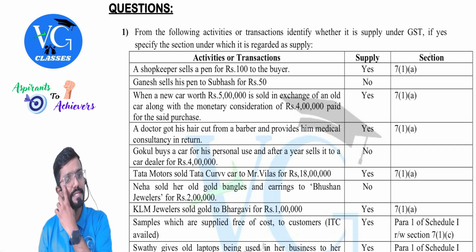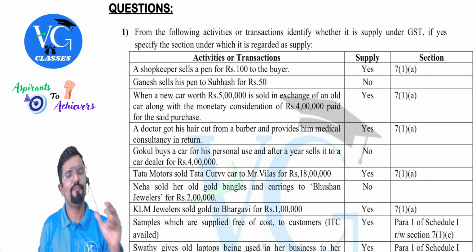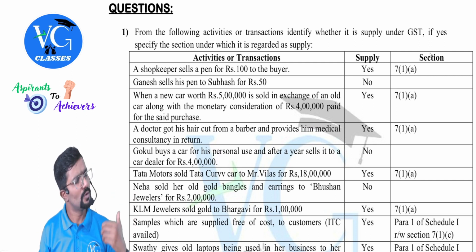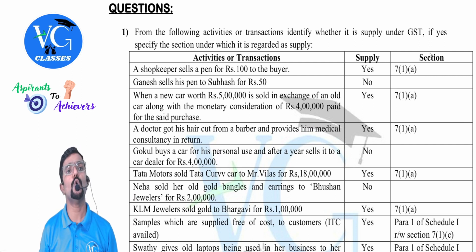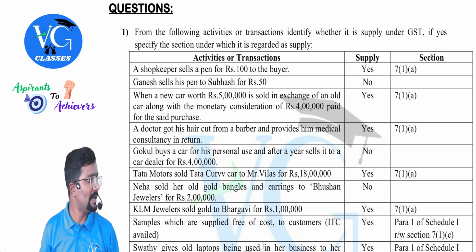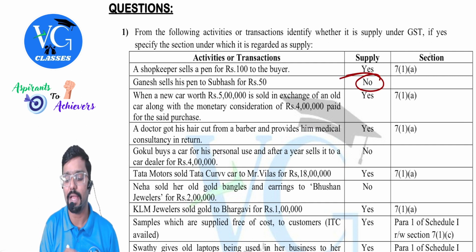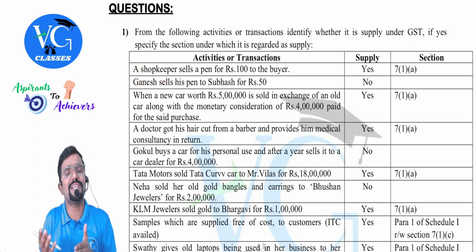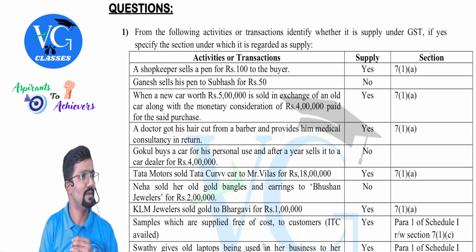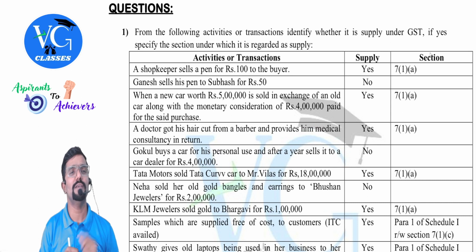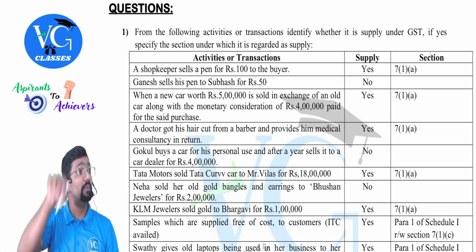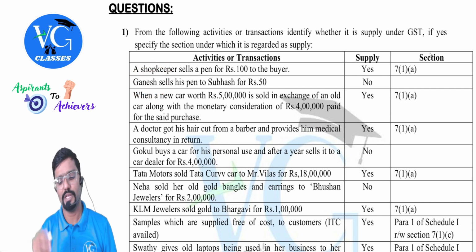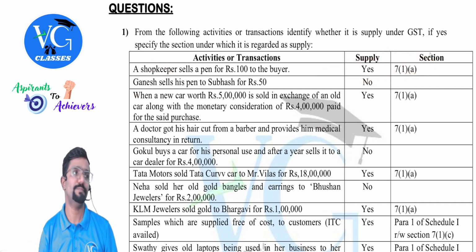Next, Ganesh sells his pen to Subhash. Assume they are students, for rupees 50. Consideration is there. Goods are supplied, but it is not in the course or furtherance of business, guys. So it is not a supply. Sir, previously, how did you tell? Guys, for a shopkeeper, selling a pen is what? Business. Whereas here, we are considering Ganesh and Subhash as friends or maybe students. So they are selling a pen to another person, but not as a business. Sir, what if by chance for Ganesh selling a pen is a business? Then even here, same story. Yes, 7(1)(a).